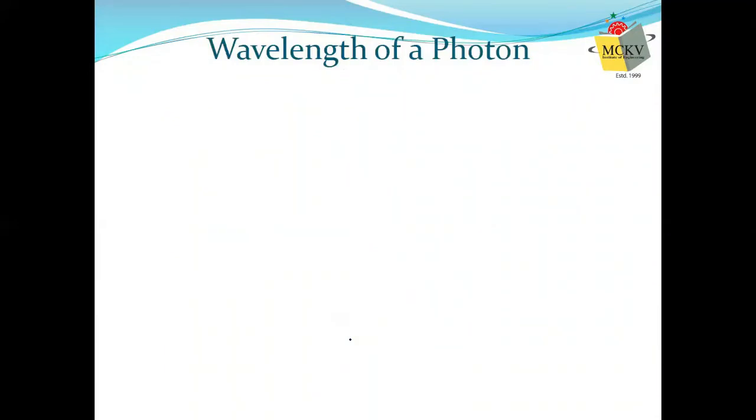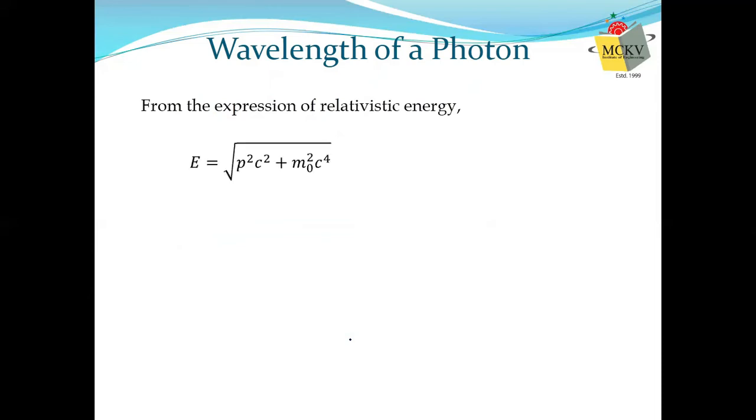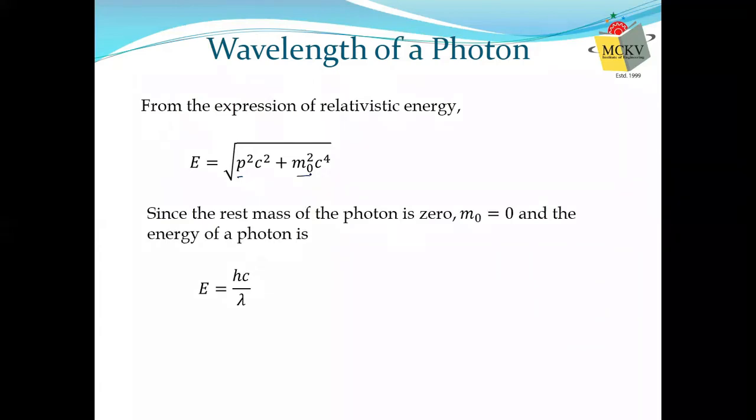Similarly, we can establish the mathematical form of the de Broglie hypothesis from the energy of a photon. From the expression of relativistic energy, the total energy can be written as square root of p square c square plus m naught square c to the 4, where p is the momentum and m naught is the rest mass. Now, if we consider a photon, then the rest mass of the photon is 0. Therefore, energy equals root over p square c square, that is pc.